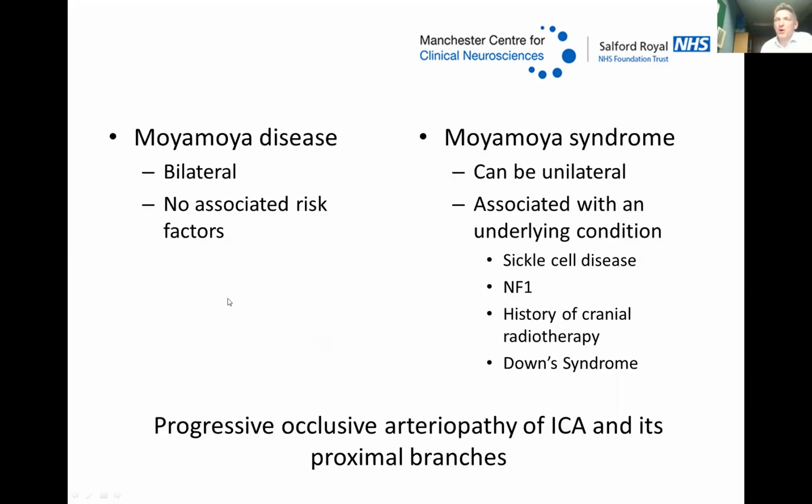So we look at moyamoya disease. I mentioned earlier it's moyamoya disease versus moyamoya syndrome. Moyamoya disease is bilateral, with no associated risk factors. Both of them are progressive occlusive arteriopathies of the ICA and its proximal branches, so it's an anterior circulatory disease. Whereas moyamoya syndrome can be unilateral or bilateral and is associated with underlying conditions such as sickle cell, NF1, a history of radiotherapy, or Down syndrome would be common examples.